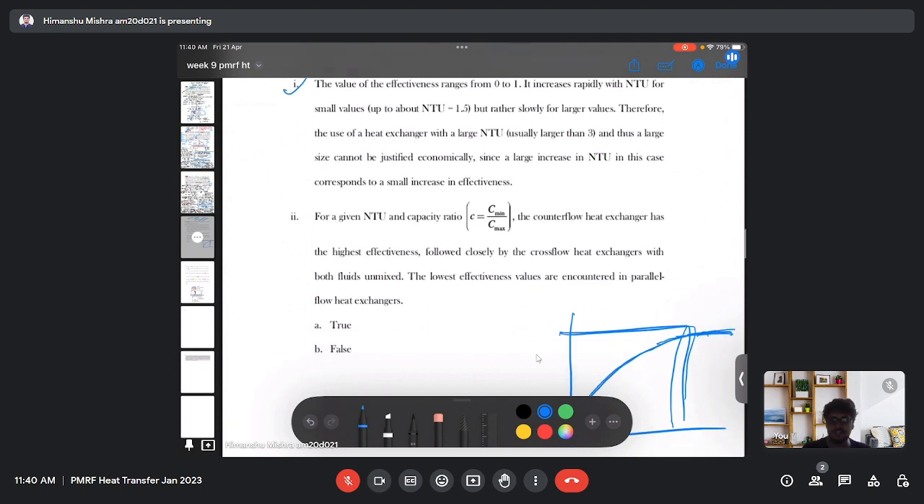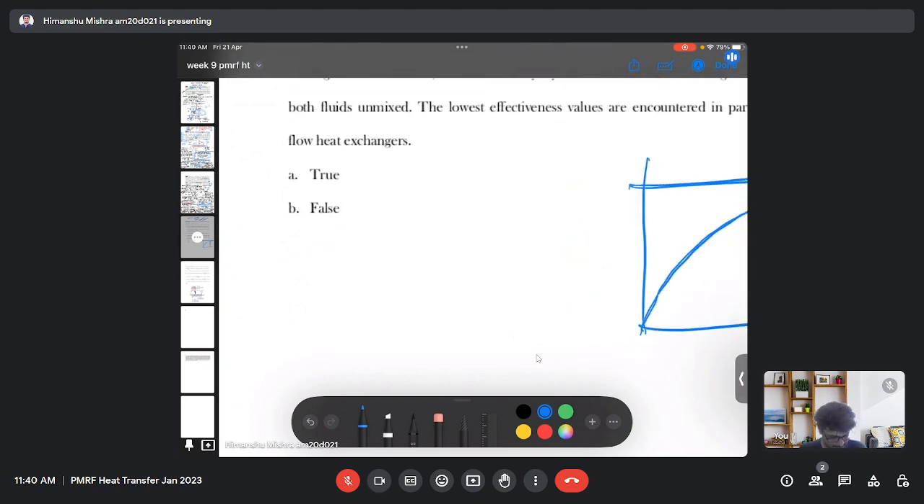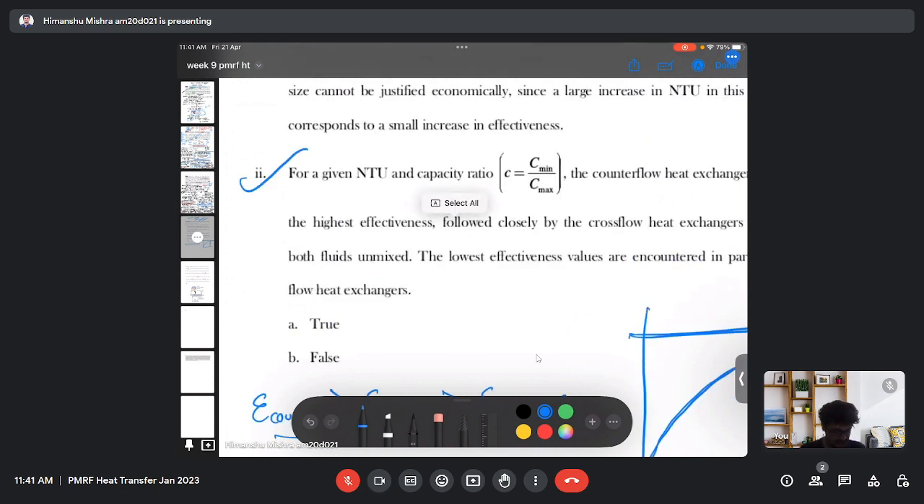So the second statement is, for the NTU and heat capacity ratio, the counterflow heat exchanger has the highest effectiveness, followed closely by cross-flow heat exchanger when both fluids are unmixed. The lowest effectiveness is for the parallel flow, which is again correct. So the highest effectiveness you can get is for the counterflow, then for the cross-flow heat exchanger, and the lowest is for the parallel flow heat exchanger. So this is the effectiveness if you have different kinds of heat exchangers. So both statements are correct here, which means it's a true statement.